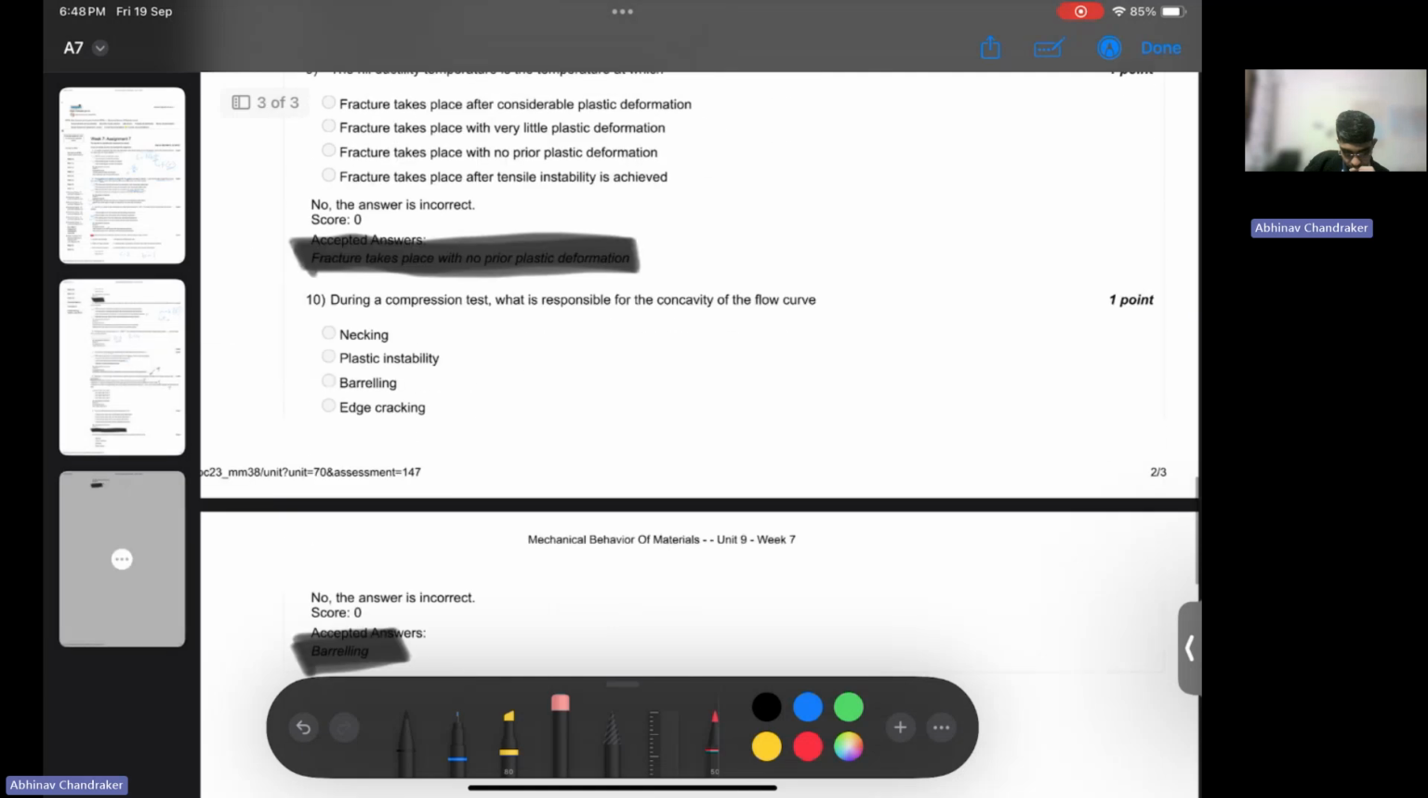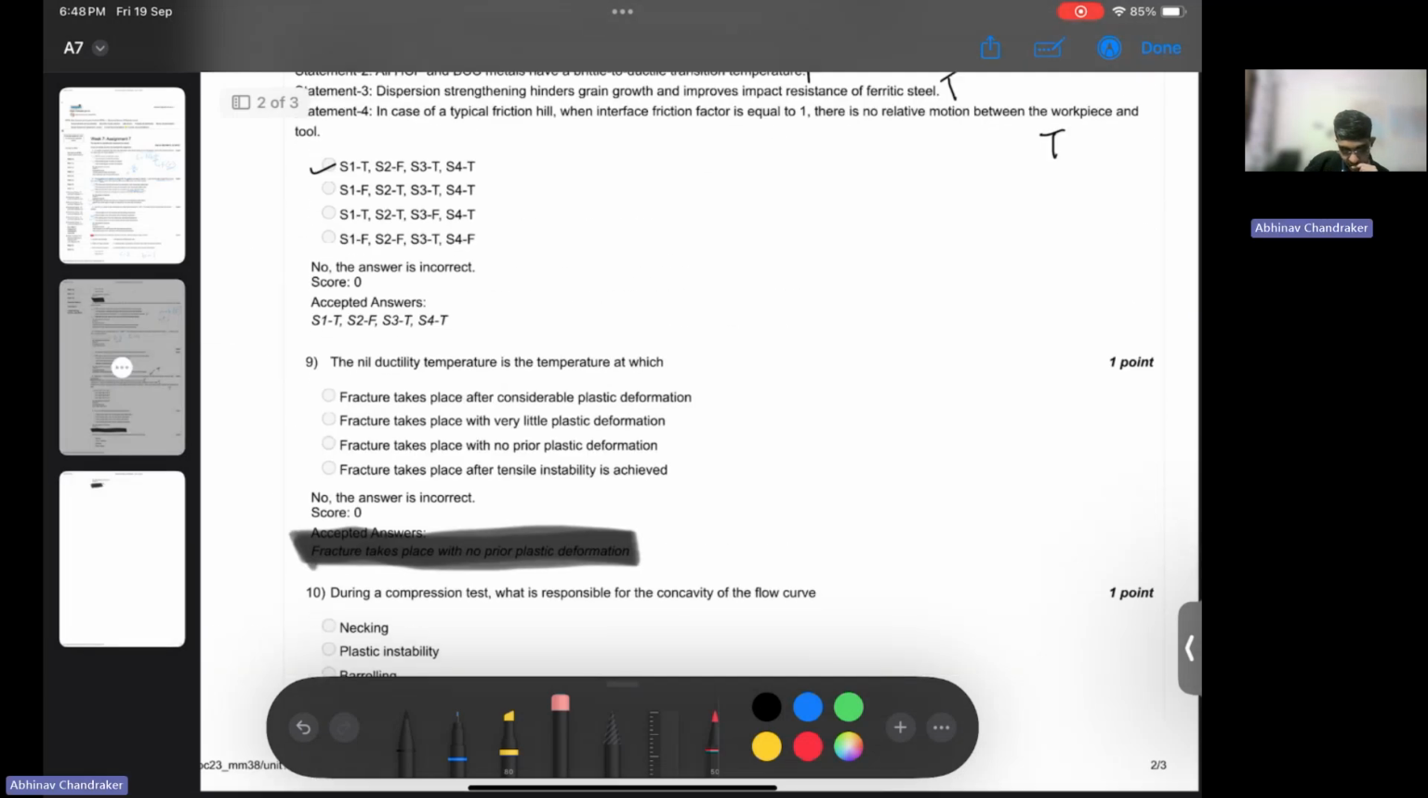Let's go to the next one. The nil ductility temperature is the temperature above which you will have some ductility, but below that it will be completely fracture. So fracture takes place with no prior plastic deformation. When the plastic deformation just starts, we say that that will be the NDT, nil ductility temperature.